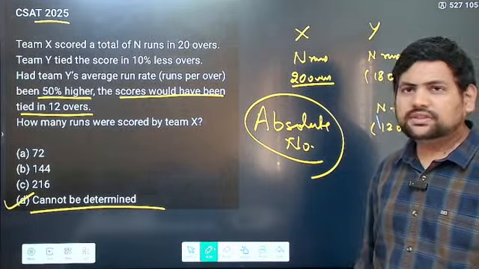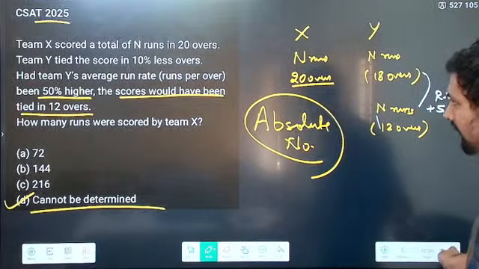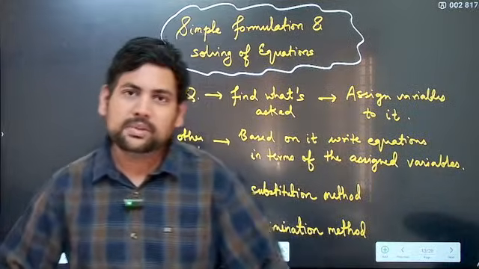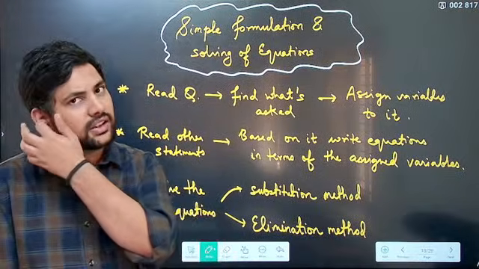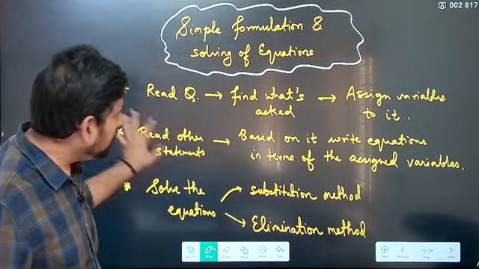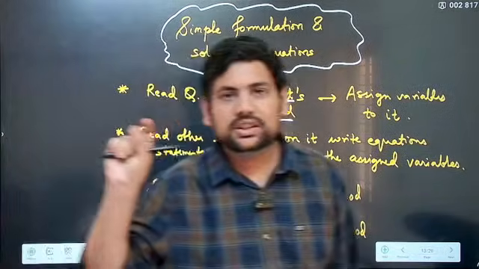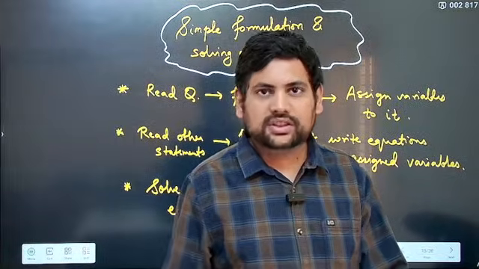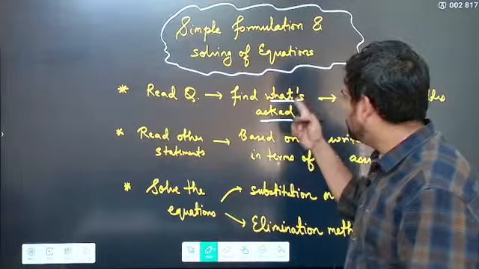Okay, so how many runs were scored by X? You cannot determine this. Now, sometimes in percentage questions, they mix in linear equations. So basically you have to formulate the equations as well and then solve them. So first you have to do what? You just read the question, find what is asked. Just read the last line of the question, for example, how much money did X make? Or what is the difference between the money that X and Y have? So just read the last line to guess what is being asked.